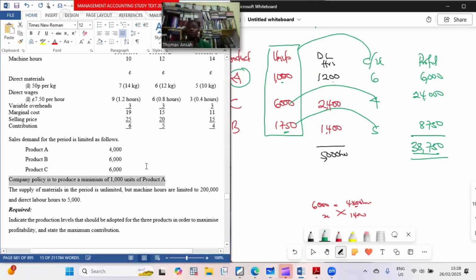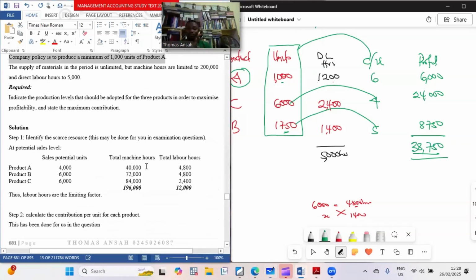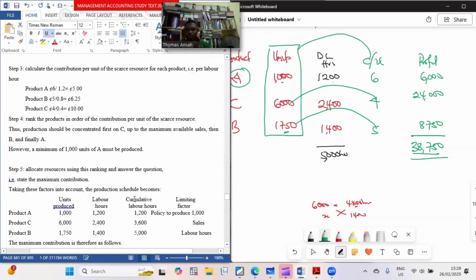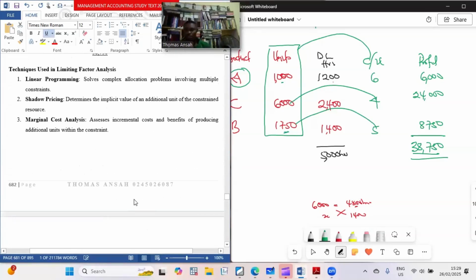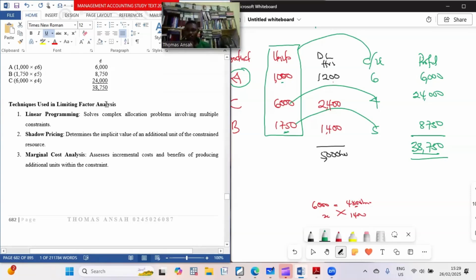You know how to do all these things from what do we call it? Throughput. So it shouldn't be a problem. But the problem is when you have more than one limiting factor. All right, so go through the process. So we have techniques using limiting factor analysis, linear programming, shadow pricing, then marginal cost analysis. We have done all these things.